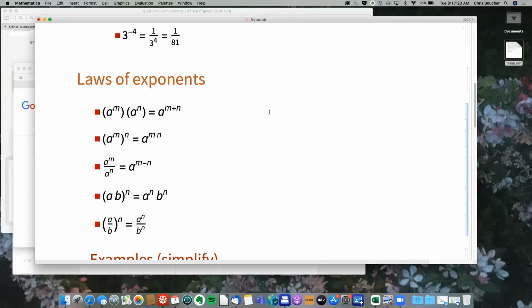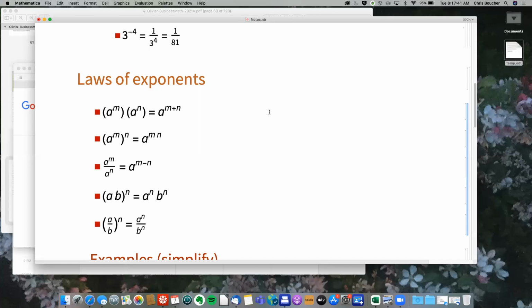What this means, of course, is a times a times a. That's a to the 3rd, right? And then a times a, that's a to the 2. And how many a's do I have? 5, right? So the result is a to the 5. And that's why when you multiply powers of the same base, add the exponents.